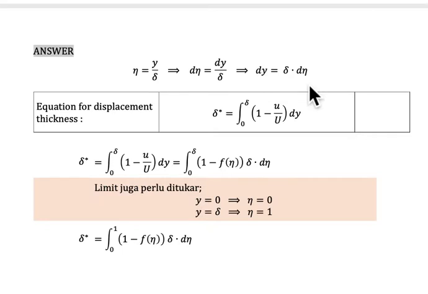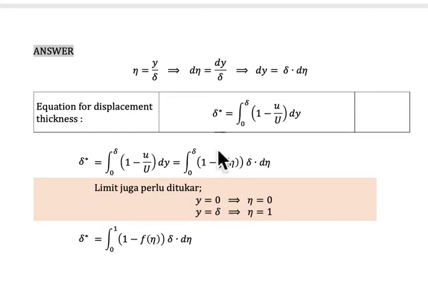What we need to do is substitute all these values into this equation. So the dy here is replaced by delta d eta, and u over U is replaced by the function of eta, f(eta). Then the limits need to be changed too, because here we integrate with respect to d eta, so the limits of 0 to delta are invalid.